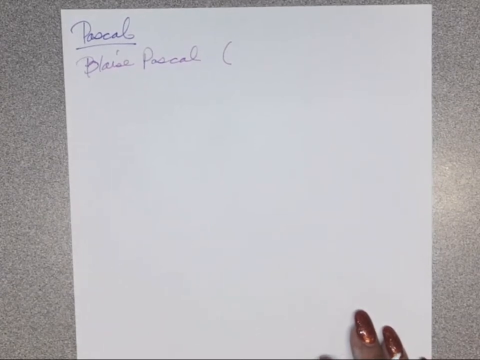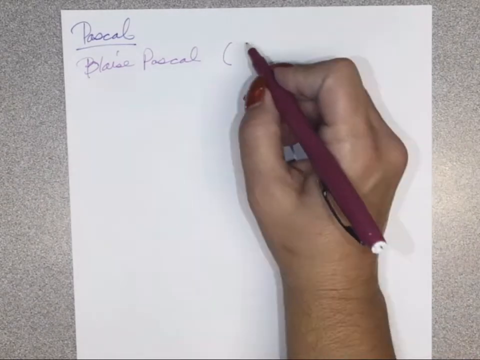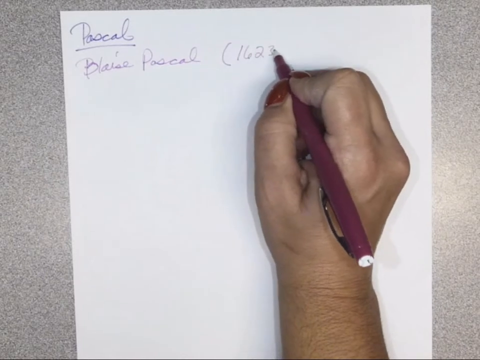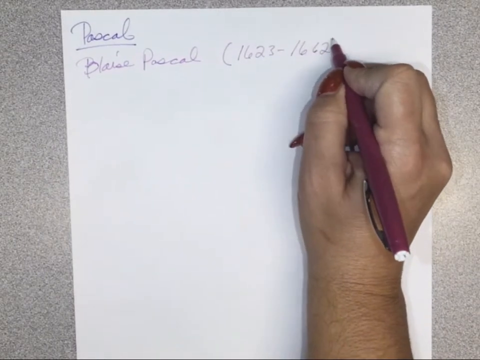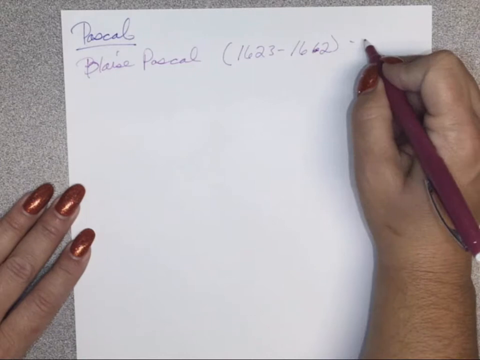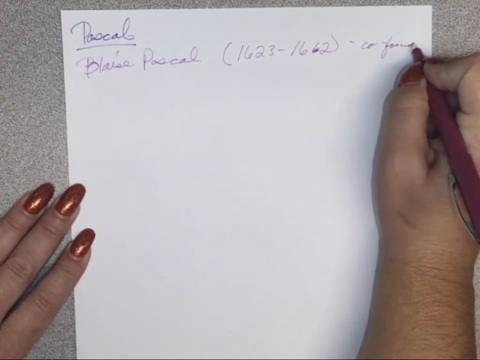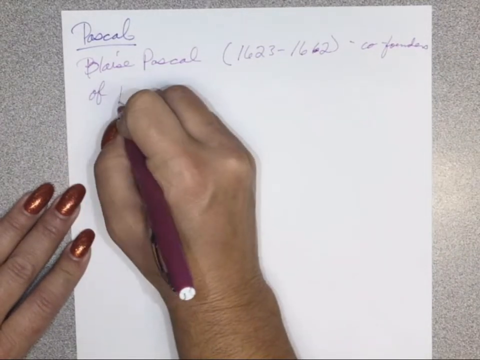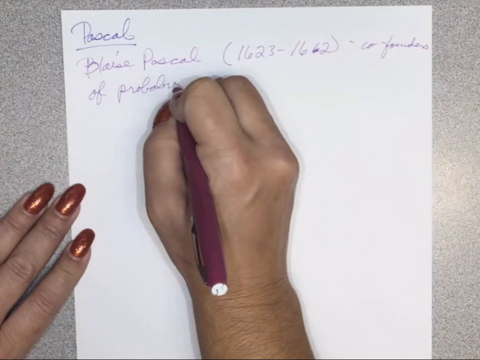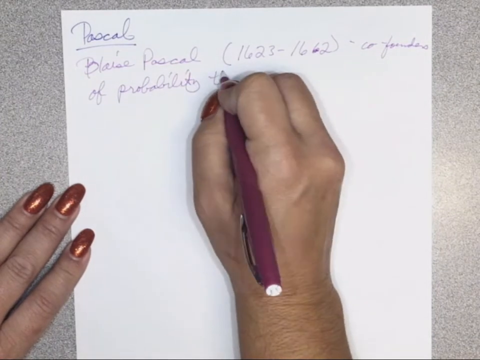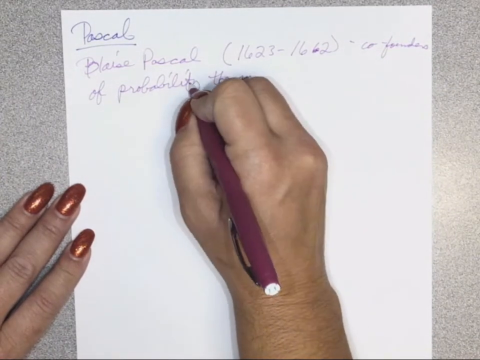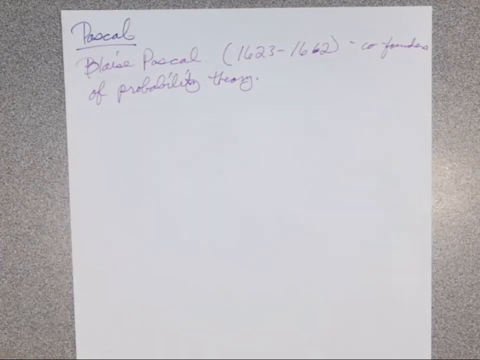So Blaise Pascal, let's see, his dates, I'm going to talk a tiny bit about other stuff before I get there. His dates are 1623 to 1662. And he's considered one of the co-founders of probability. Okay, we'll get to the other guy later. Probably mostly we'll talk about Blaise Pascal today.